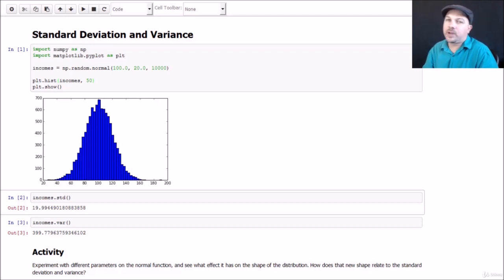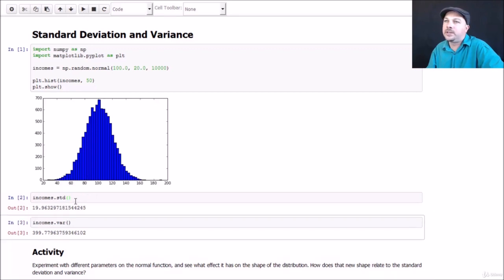Now, NumPy also makes it incredibly easy to compute the standard deviation and variance. If you want to compute the actual standard deviation of this data set that we generated, you just call the std function right on the data set itself. When NumPy creates a list, it's not just a normal Python list. It actually has some extra stuff tacked onto it, so you can call functions on it like std for standard deviation. We should get a number pretty close to 20, because that's what we specified when we created our random data. Sure enough, 19.96, pretty close.